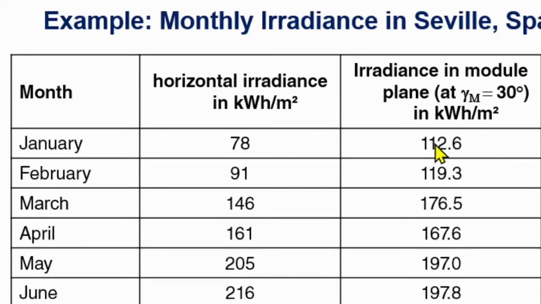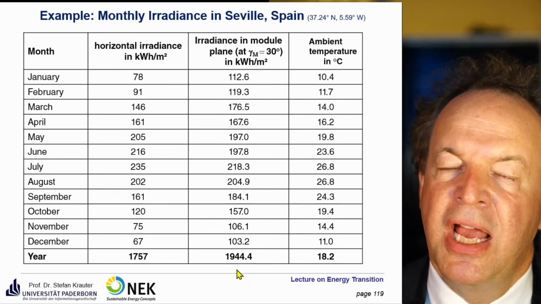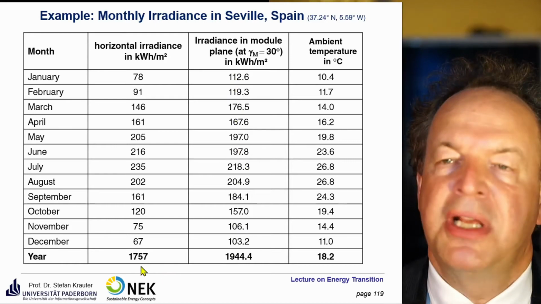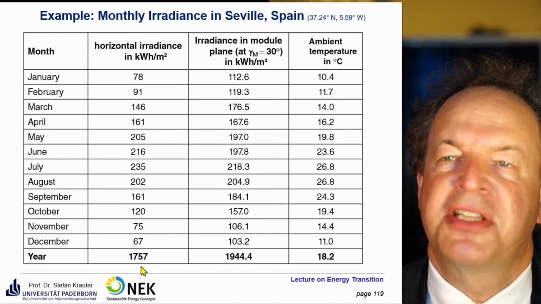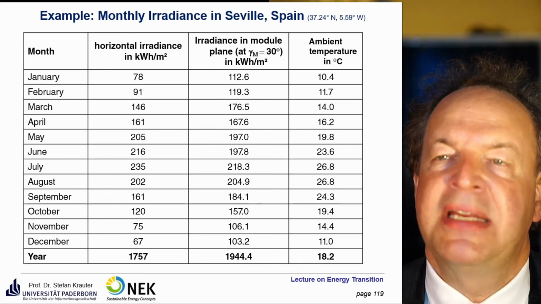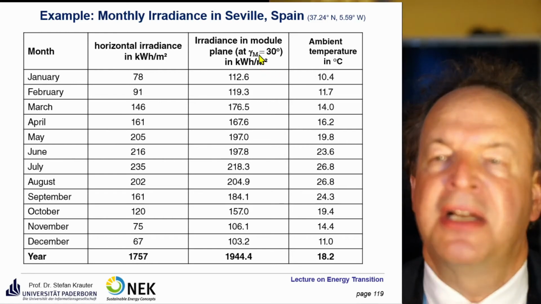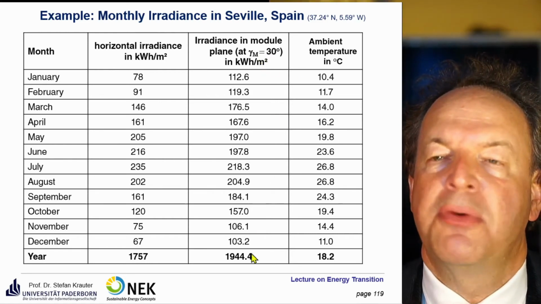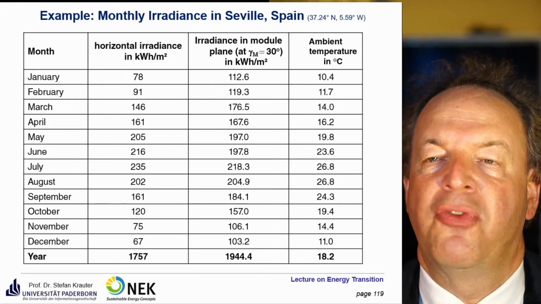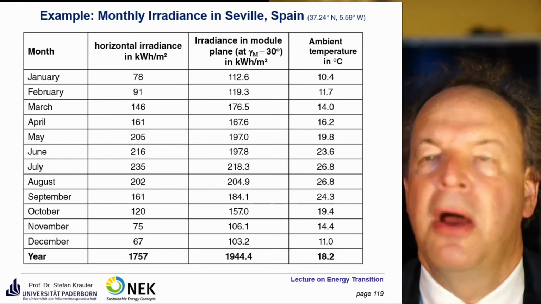And the most important thing is solar energy is also scarce there in January, so you have here a higher irradiance level there. If you add all up the different months here, if you have a horizontal irradiance only, you end up at 1,700 kilowatt hour per square meter per year. If you have an inclined plane at 30 degrees of module elevation angle, here gamma m is equal to 30 degrees, we almost come to 2,000 kilowatt hour per square meter per year, or exactly 1,944 kilowatt hour per square meter per year.